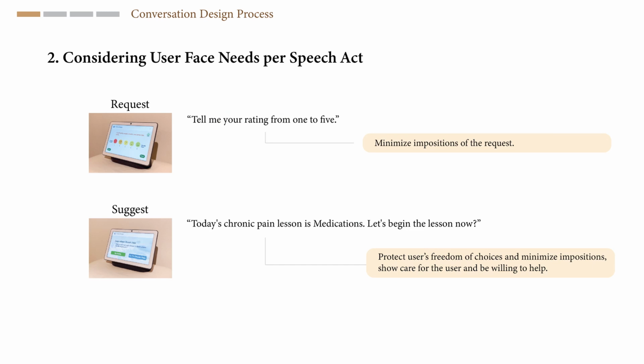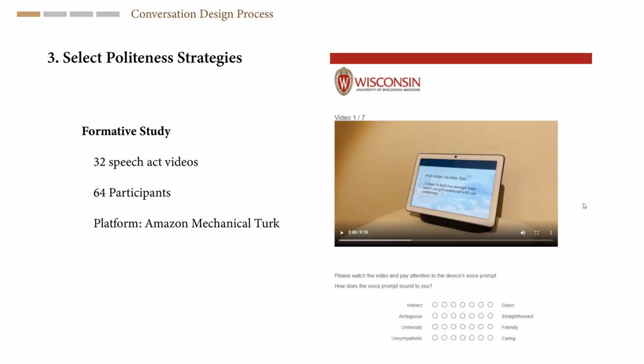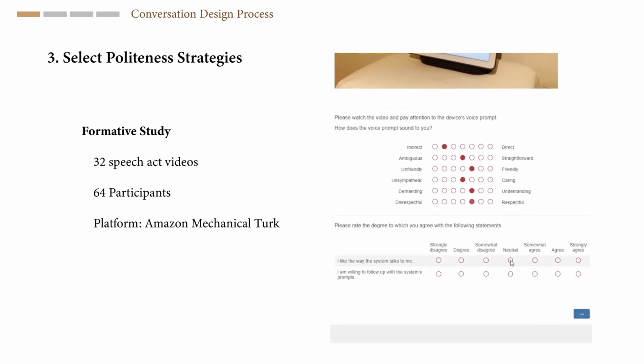Then we analyze the face needs of each speech act to help us select politeness strategies. For instance, the face needs of request is to minimize the impositions of the request, and the face needs for suggest is to protect users' freedom of choices, minimize the impositions, as well as show care for the user and be willing to help. We selected politeness strategies based on face needs for each speech act. Then we conducted a formative study to finalize the strategies. In this study, each participant rated their perception of the system prompt's directness, positive politeness, and negative politeness.